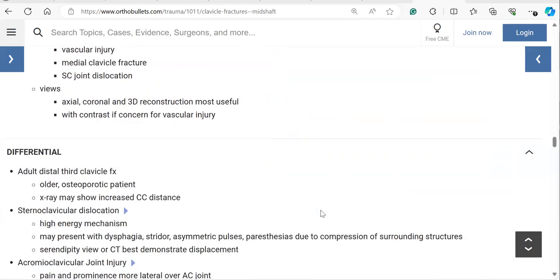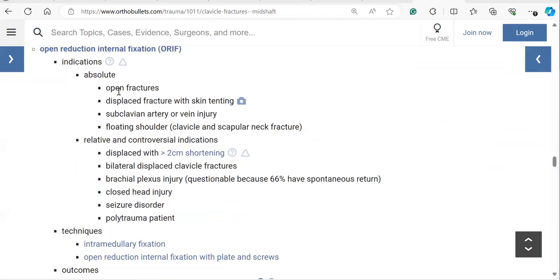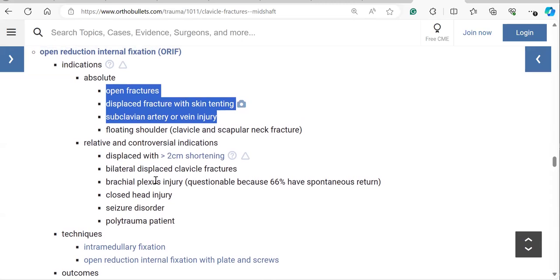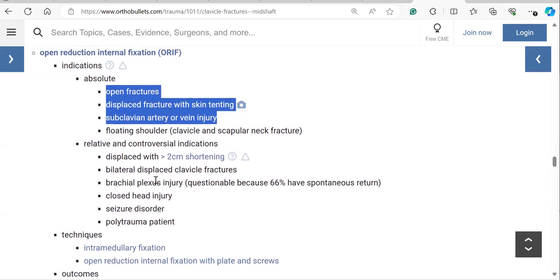So for open reduction, the main is these things. So open fracture, displaced fracture with skin tenting, and if there is any neurovascular injury. So that's the absolute indication. There is a relative and controversial indication, that if it is a displaced fracture with more than 2 centimeter shortening, which means that if there is more than 2 centimeter gap between the displaced bone, then sometimes we might need to go for open reduction and internal fixation.